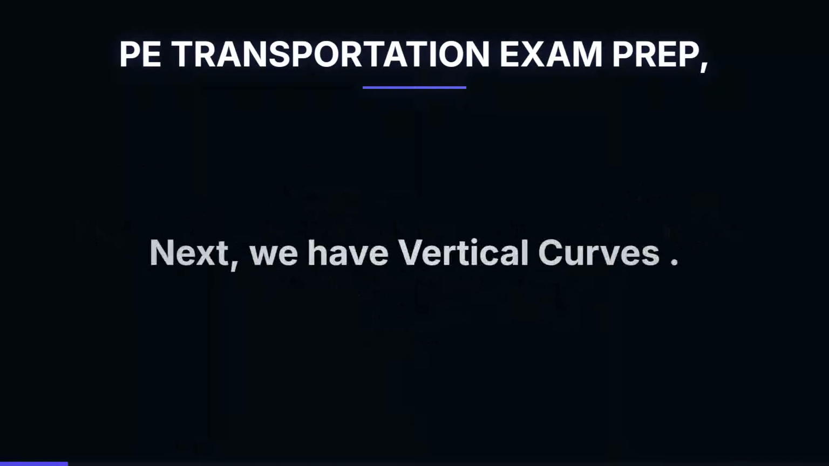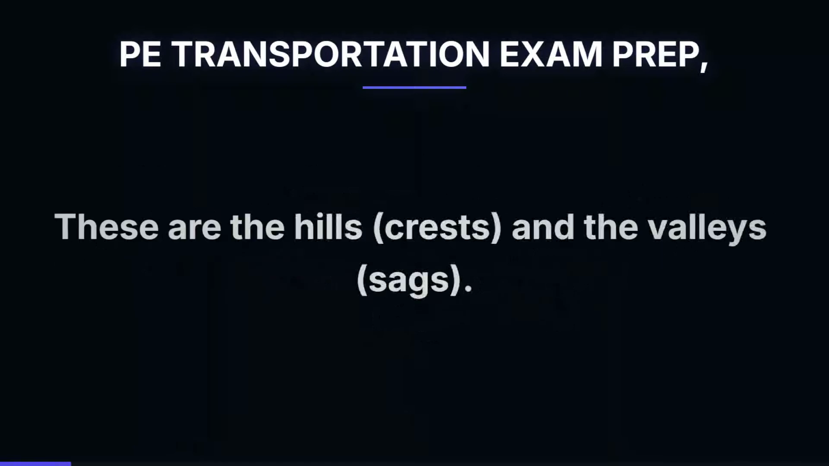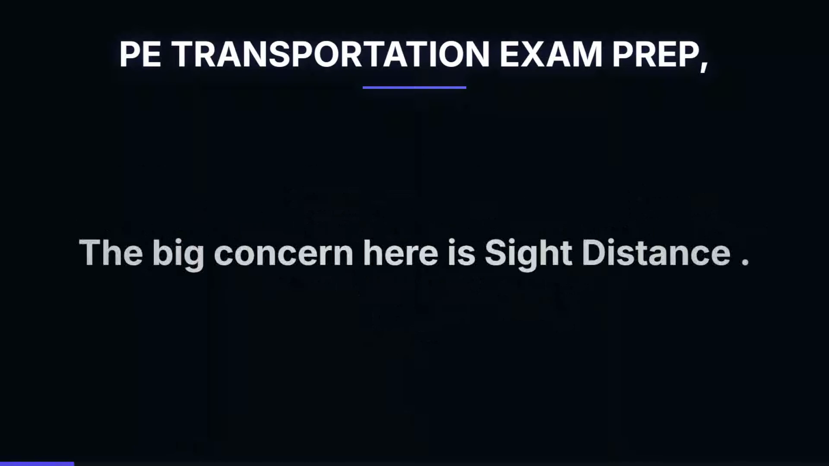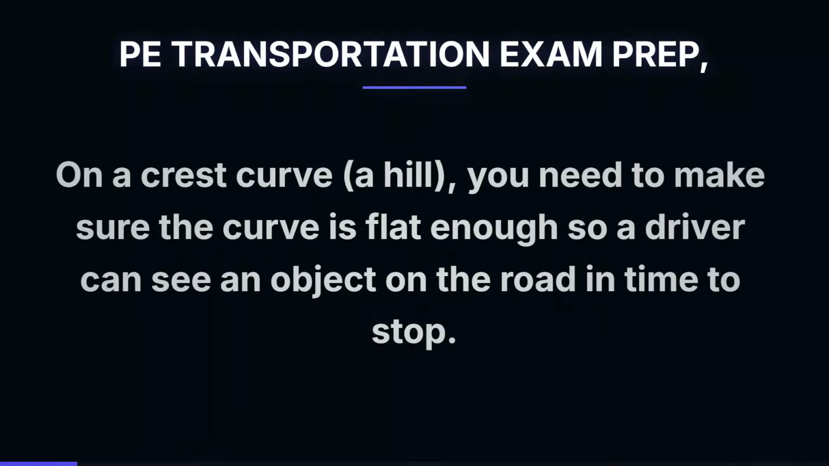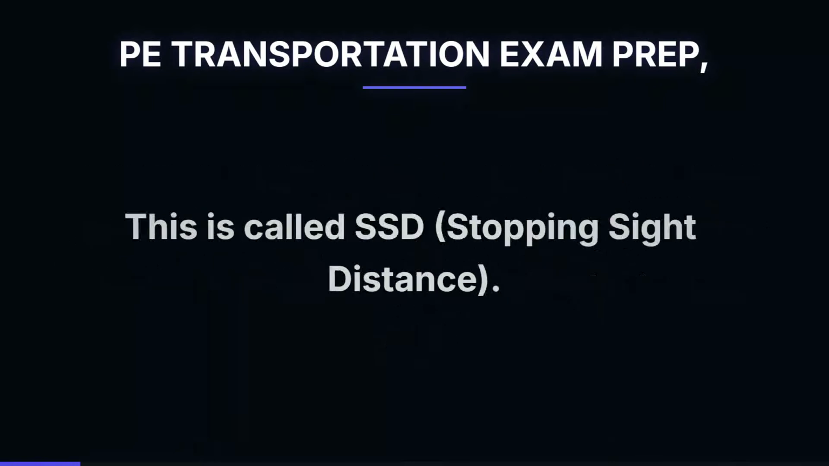Next, we have vertical curves. These are the hills, crests, and the valleys, sags. The big concern here is sight distance. On a crest curve, a hill, you need to make sure the curve is flat enough so a driver can see an object on the road in time to stop. This is called SSD, stopping sight distance.